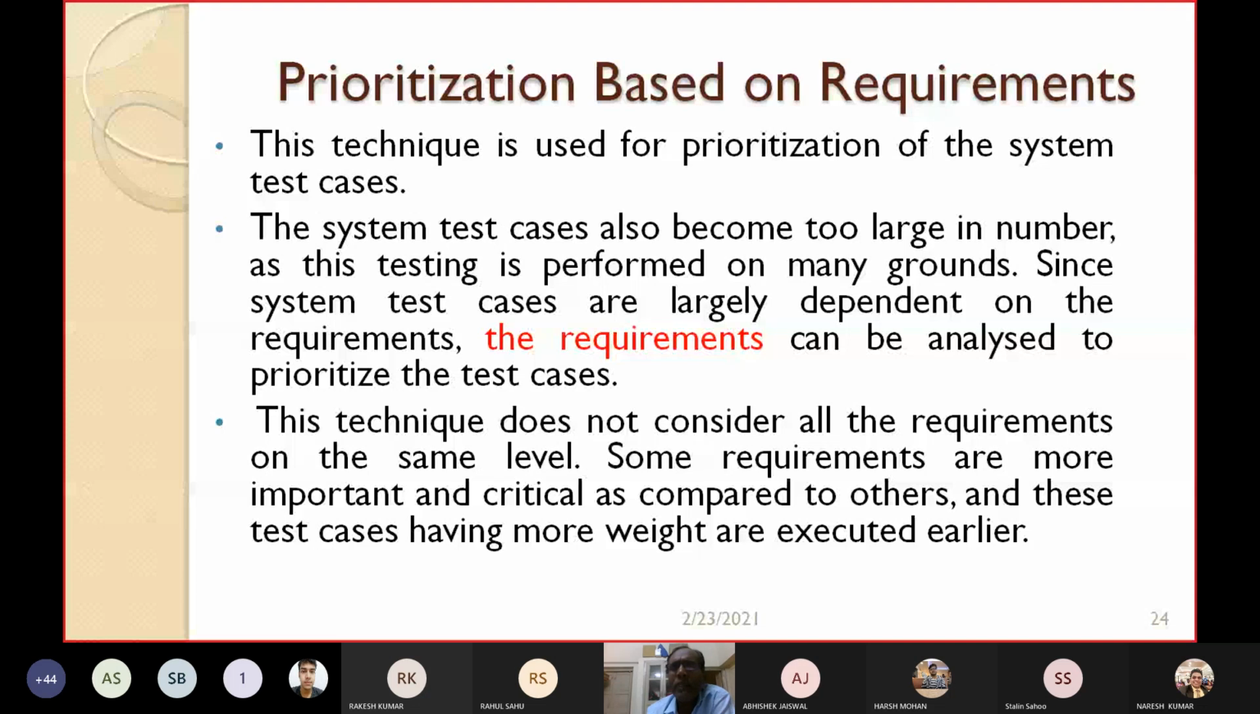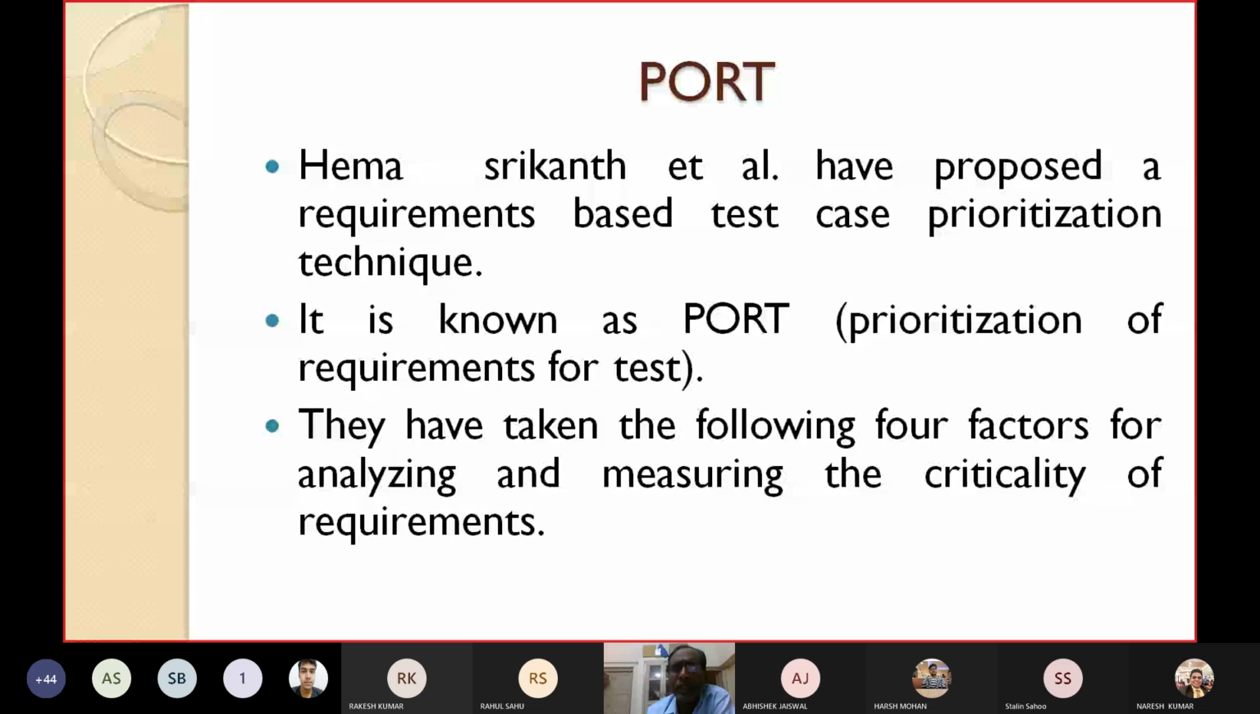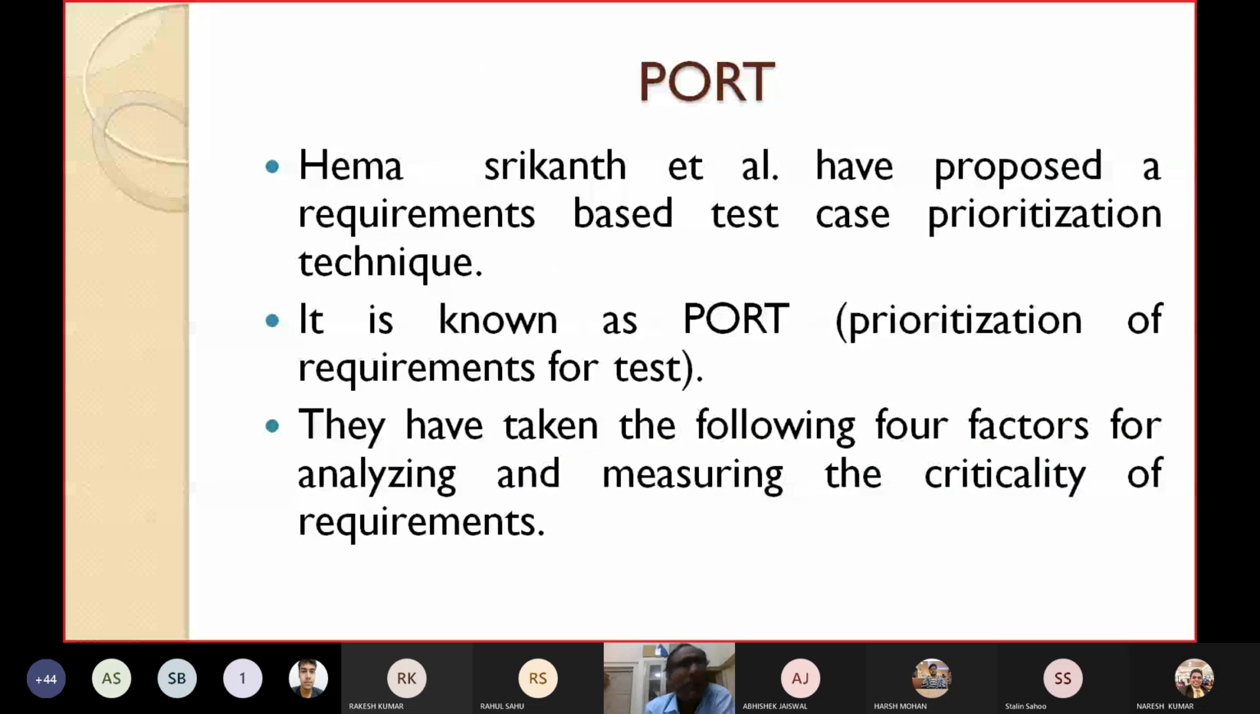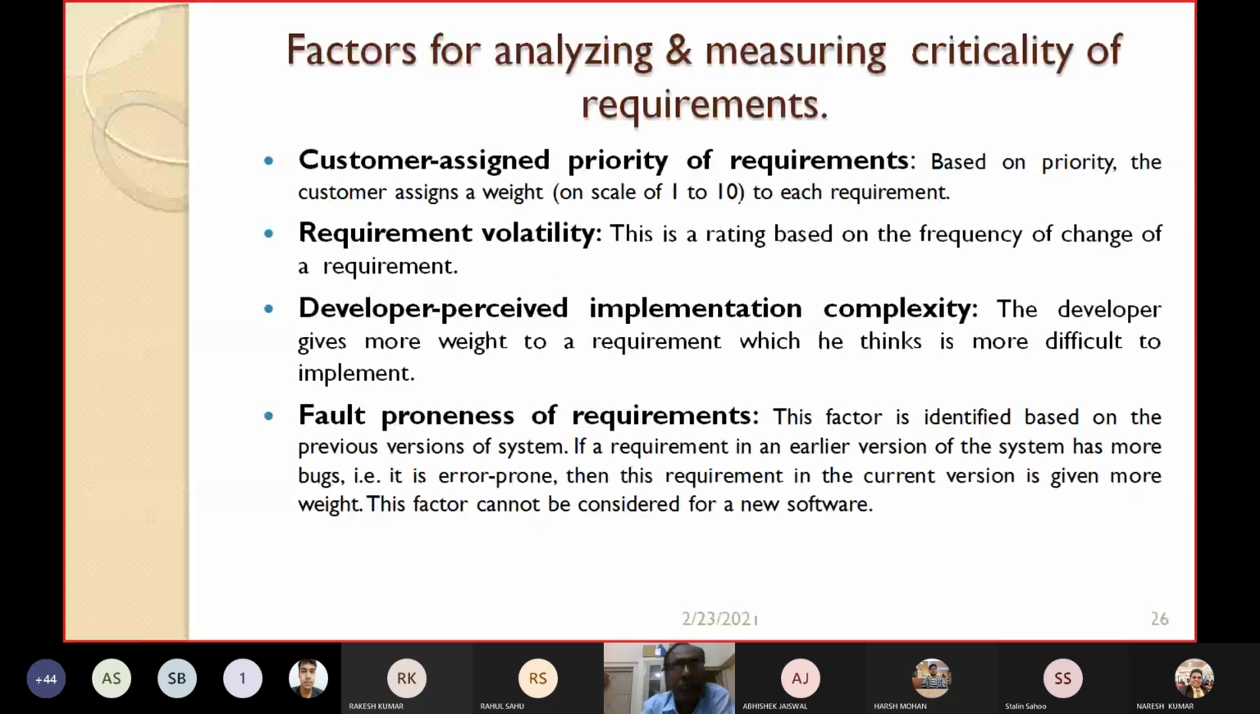Hema Srikanth and others have proposed a requirement-based test case prioritization technique. This is known as PORT. PORT stands for prioritization of requirements for test. They have taken 4 factors for analyzing and measuring the criticality of requirements. Let's see what the 4 factors are.